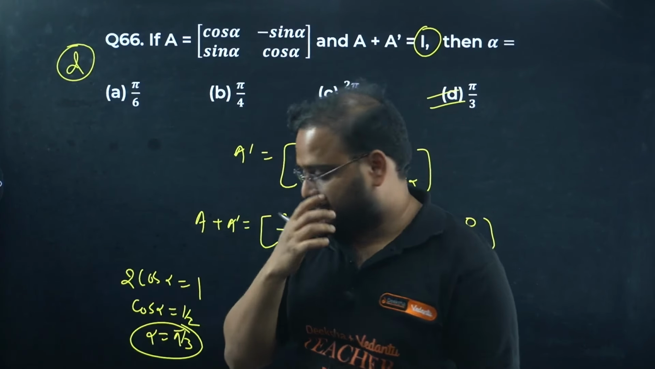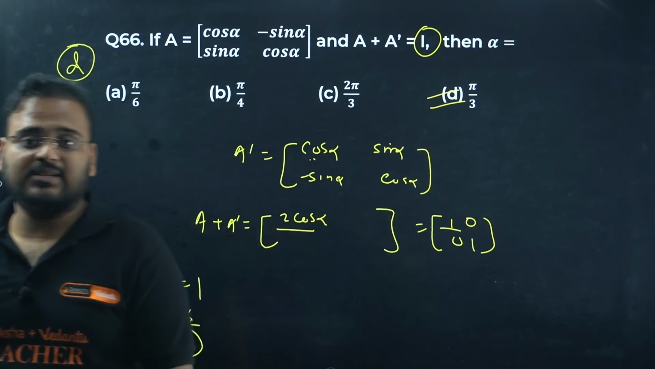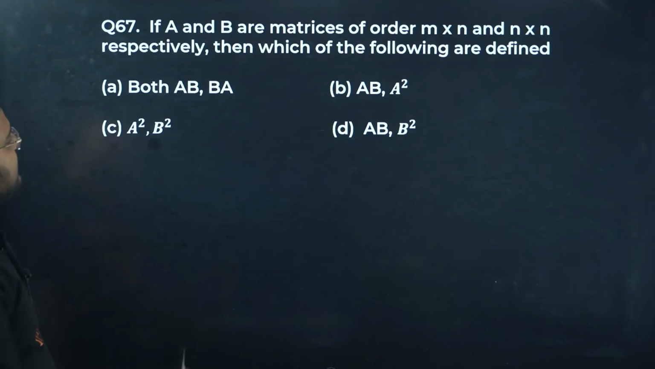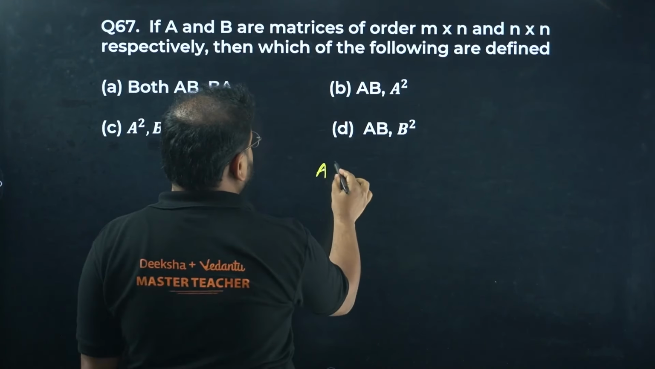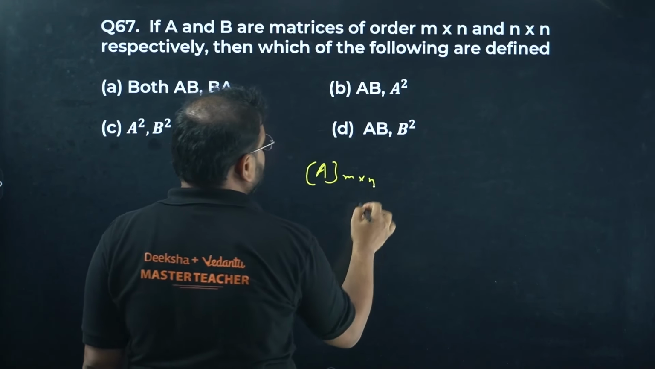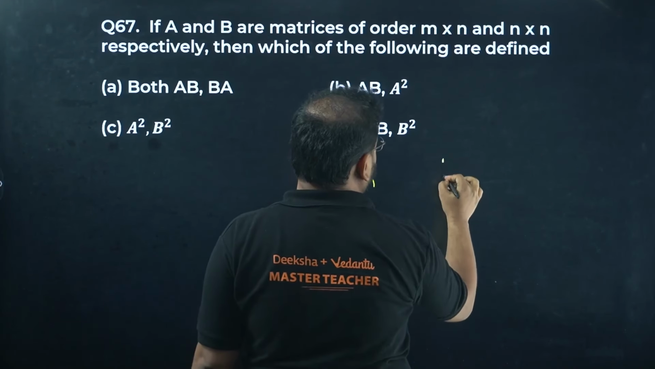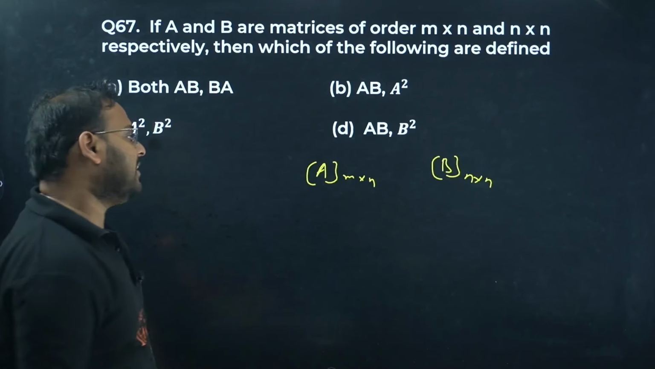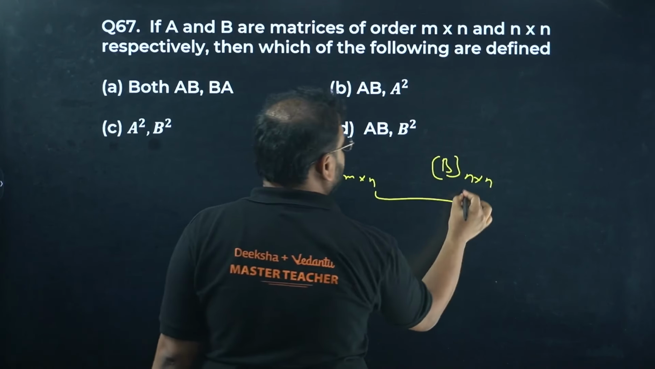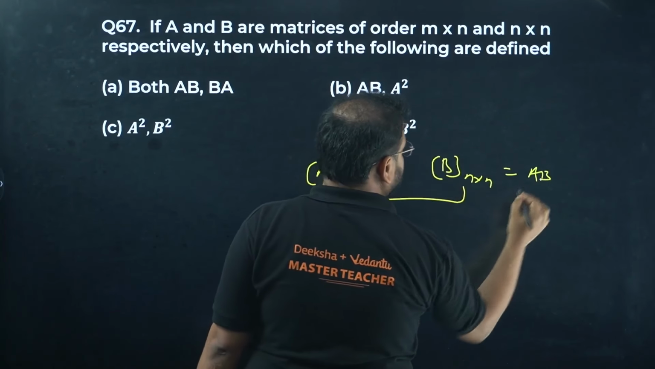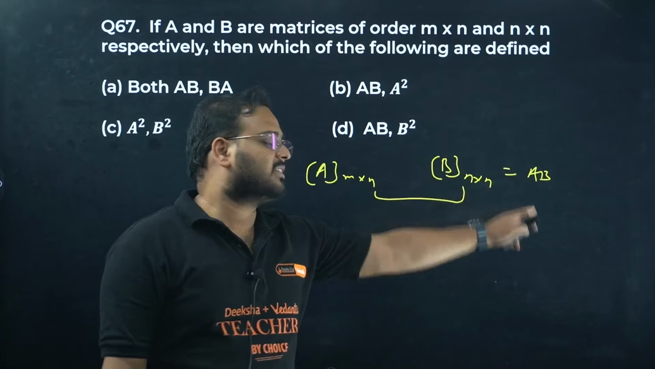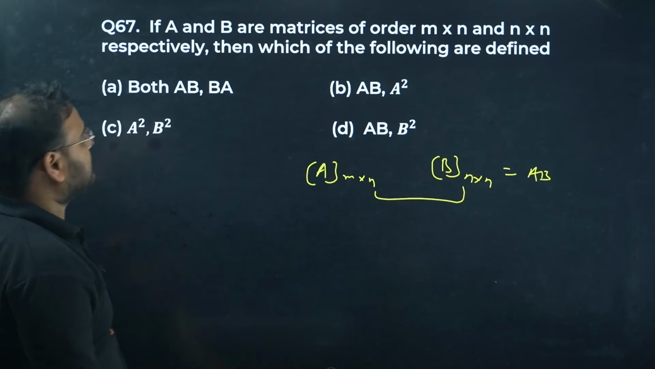Done, guys? Clear? Next one. If A and B are matrices of the order m cross n and n cross n respectively, let's write the orders first, so we have no confusion. A is m cross n and B is a square matrix, n cross n. Then can we write AB? Yes, we can write AB because the number of columns in the first should be the same as the number of rows in the second. So n is the same. So AB is true. Next, what about BA?